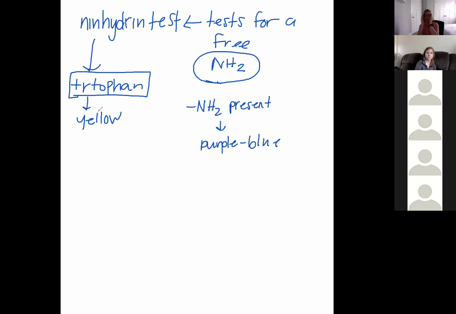So it just depends on what it is that you're testing for, but really you're testing for this nitrogenous base here, this NH2, and it has to be free. So yeah, you could use that one. What other ones do other people use? It'll be yellow. Sometimes people also see this as like brown, but really it should look like this.